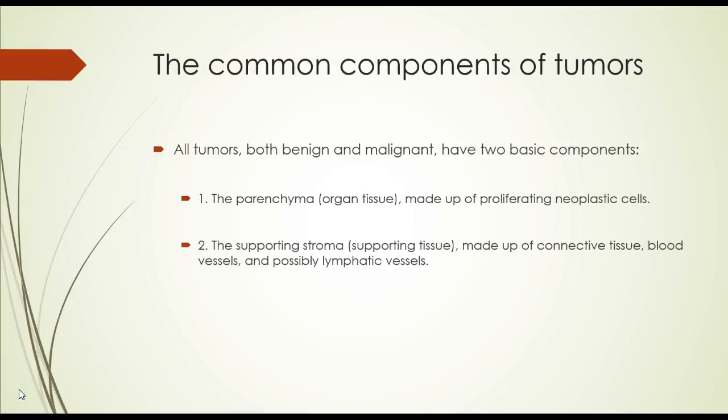All tumors, whether benign or malignant, have two basic things. The first is a group of cells that are distinguished as tumor cells, as neoplastic cells. That's their parenchyma. Just like your lung has a parenchyma, the tumor has its own parenchyma, the cells that make it up. And then they also have supporting stroma. These are supportive tissues that give it nourishment. It's connective tissue, so it has some structure. It also leads to blood vessels, and may have lymphatic vessels as well.